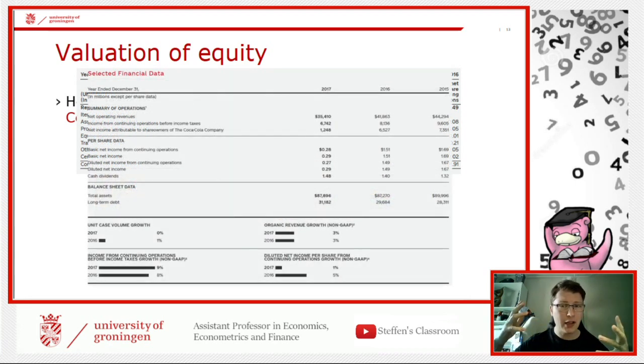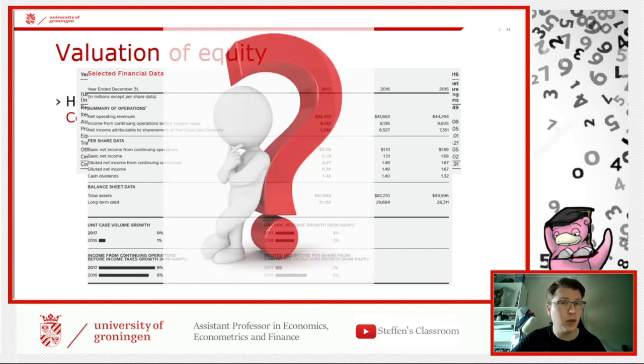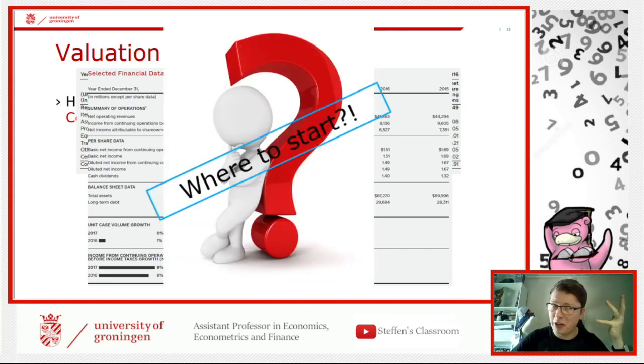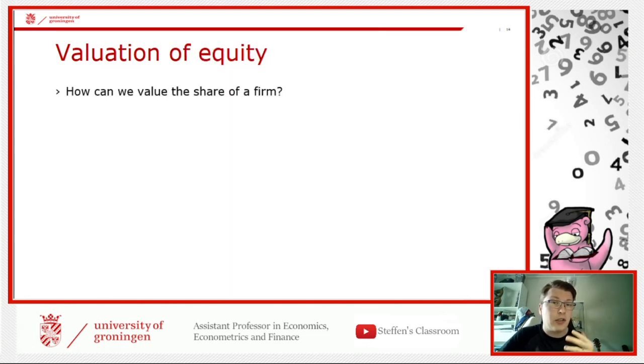So who do we ask? Where do we look? And, well, where do we actually start? So let's see where we can start with using, for instance, the dividend discount model. So the first question is, how can we value just one share of a firm?